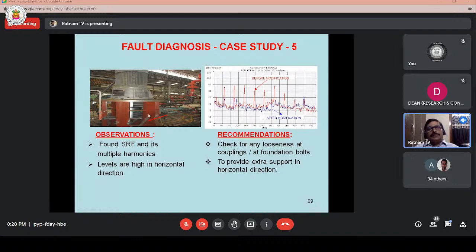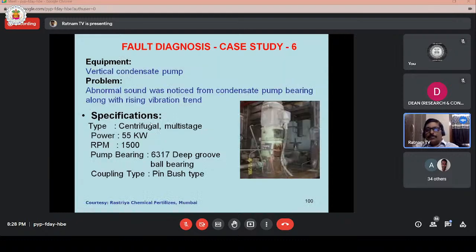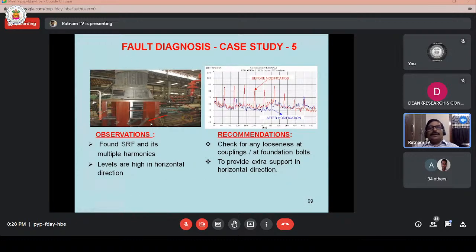Then we suggested some changes. These are typically structure-supported vertical beams. We suggested to stiffen the supports horizontally for the vertical beam supports, and they welded some structure along the beams to stiffen the vertical beams.